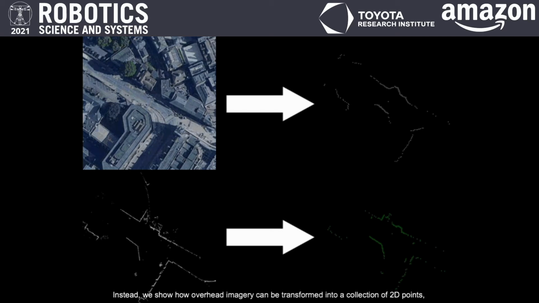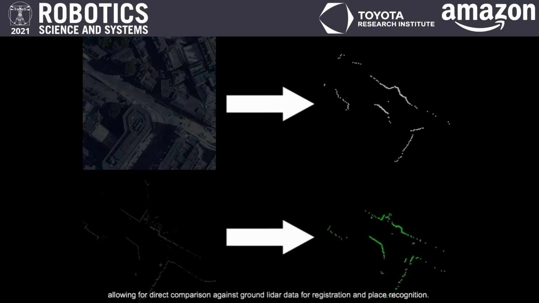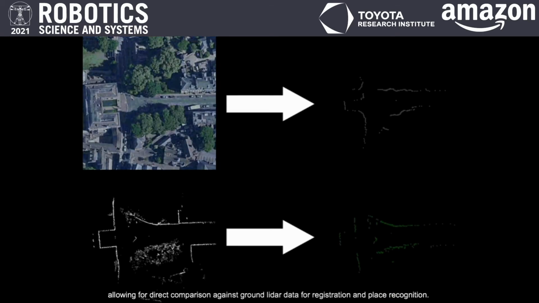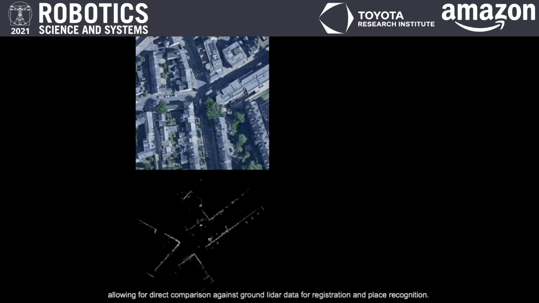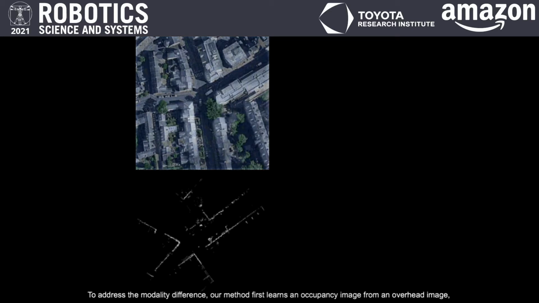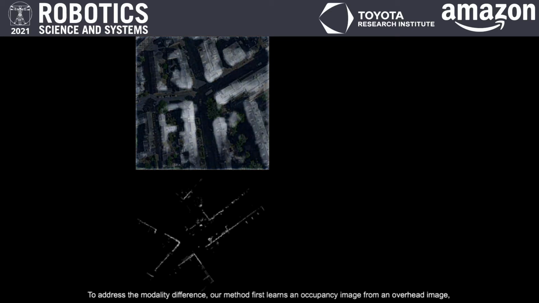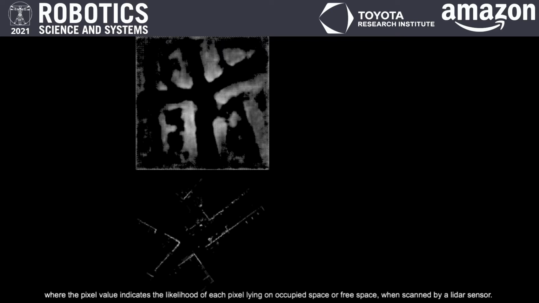Instead, we show how overhead imagery can be transformed into a collection of 2D points, allowing for direct comparison against ground LiDAR data for registration and place recognition. To address the modality difference, our method first learns an occupancy image from an overhead image, where the pixel value indicates the likelihood of each pixel lying on occupied space or free space when scanned by a LiDAR sensor.